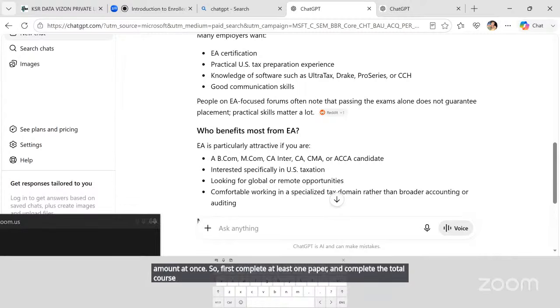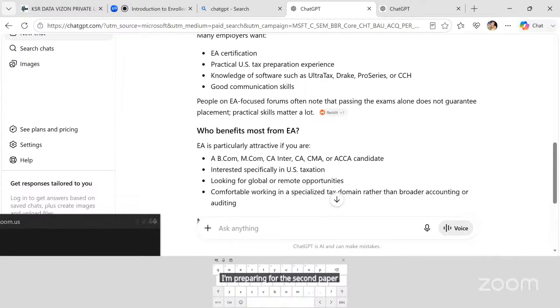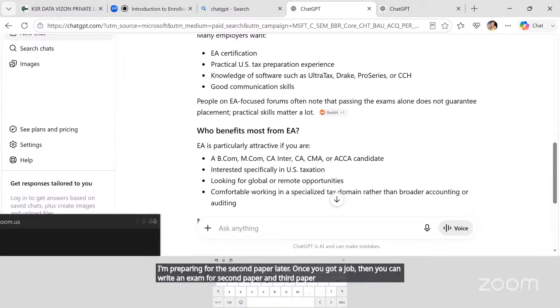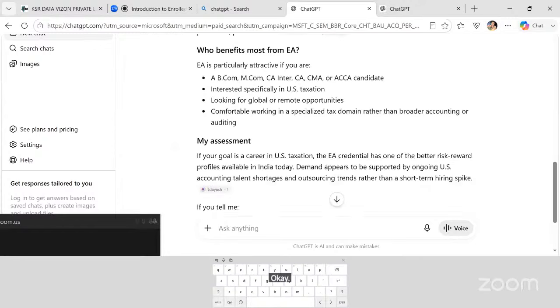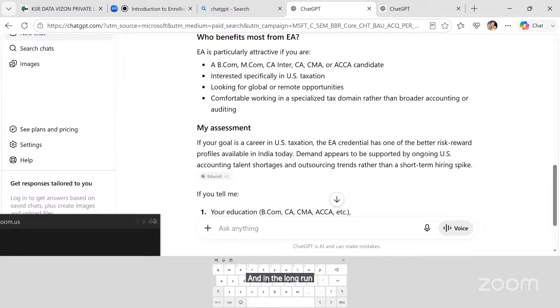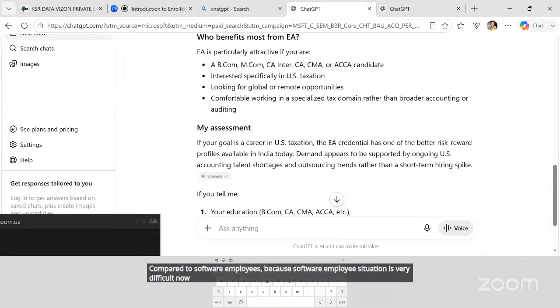In the resume, we will mention all 3 skill sets and say you are preparing for the second paper. Once you get a job, you can write the exam for the second and third papers. In the long run, US opportunities are also there for them. Compared to software employees, whose situation is very difficult now, these people can work globally. They can work directly for the American market, they can move there also, and they can get jobs easily.